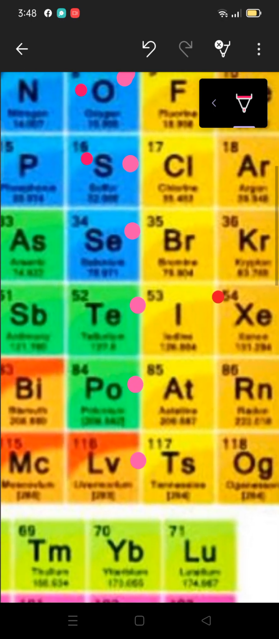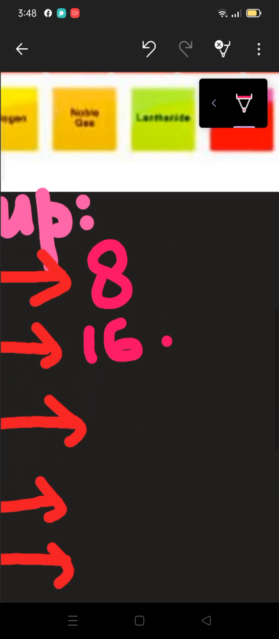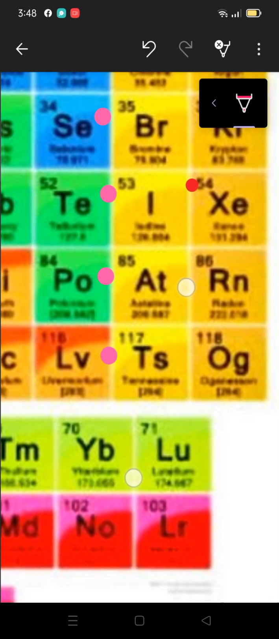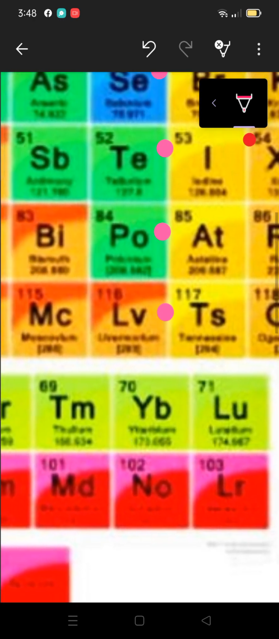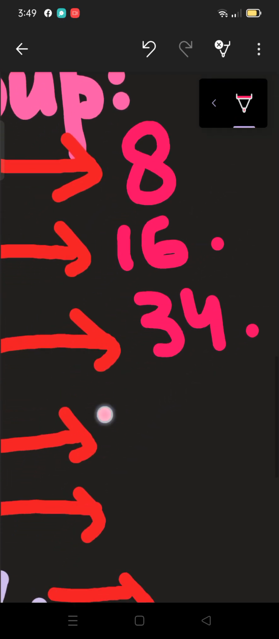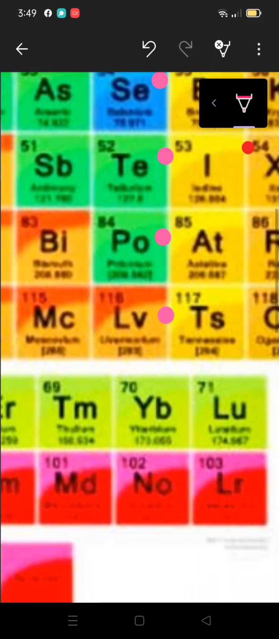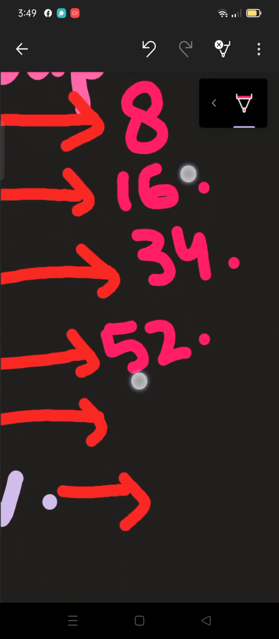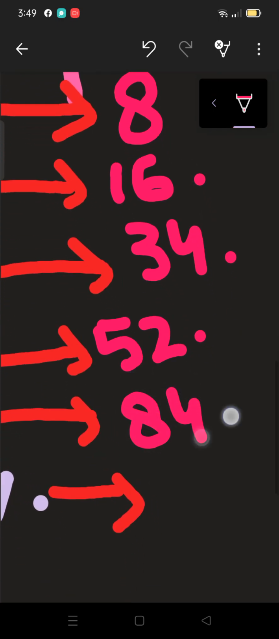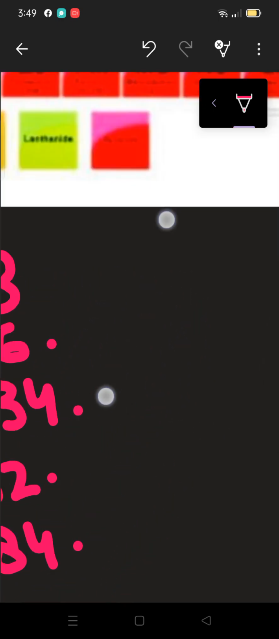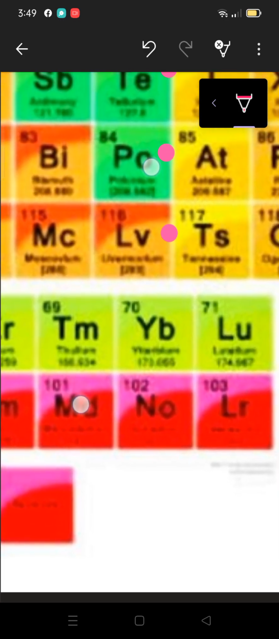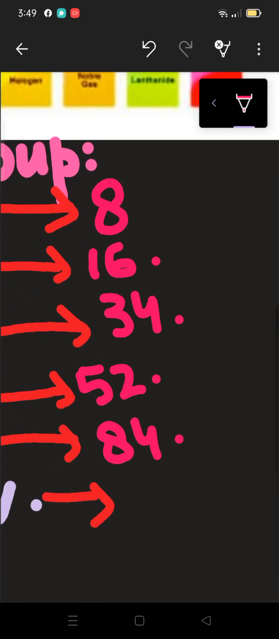Then you can see here selenium has atomic number 34. Here I am writing 34. Then tellurium has atomic number 52. Here is 52. Then polonium has atomic number 84. 84. Last livmorium has an atomic number of 116, as you can see here. 116.